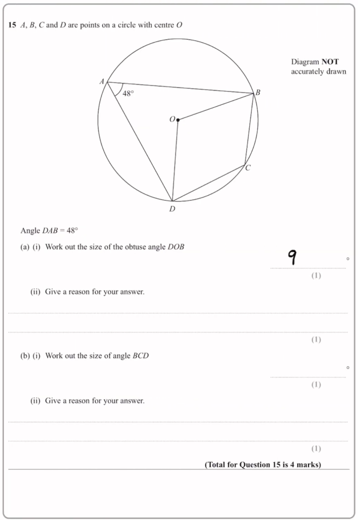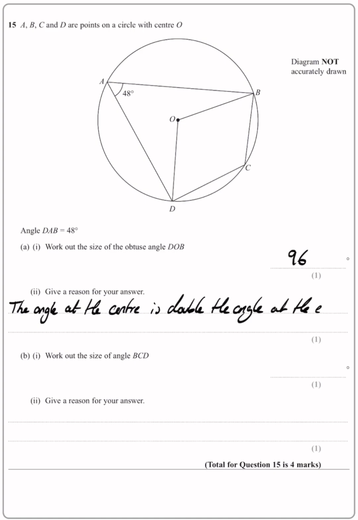Question 15 is a very straightforward circle theorems question. A, the angle is 96, and you have to learn these. Make sure you get the key words. The angle at the center is double the angle at the edge would be sufficient. Angle, center, double, and edge are the key words. You can put the angle at the edge is half the angle at the center if you want to use the other version of it.